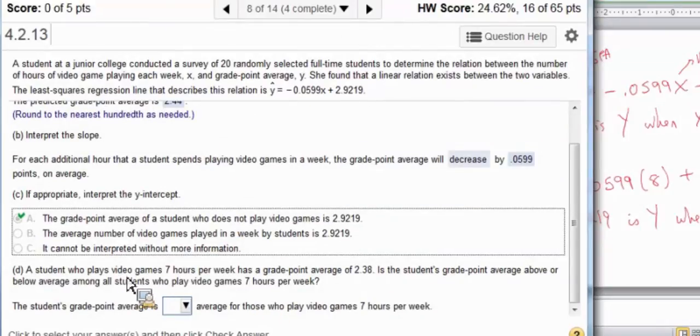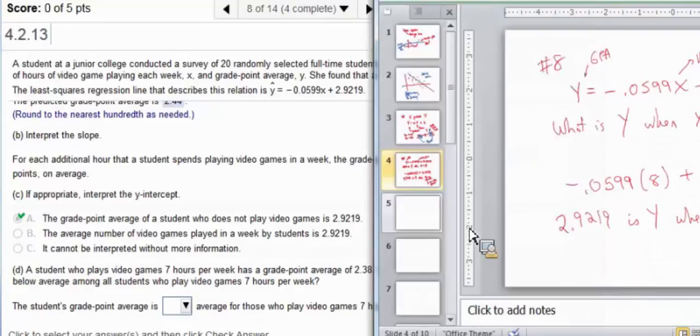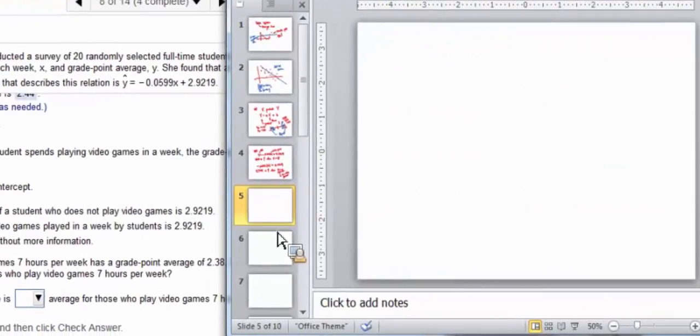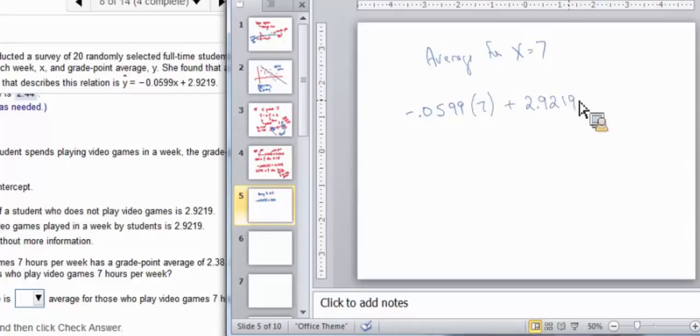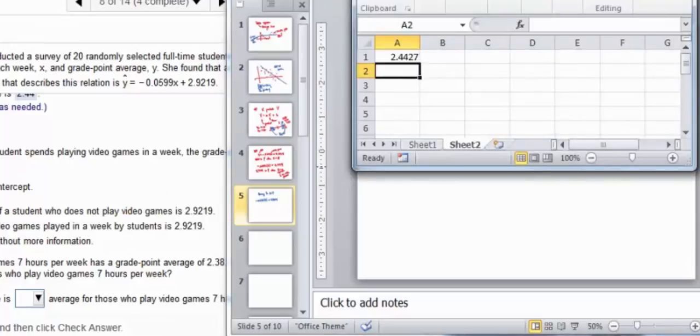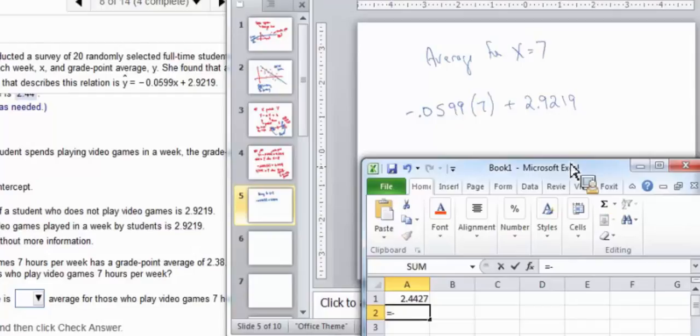Okay. A student who plays 7 hours has a GPA of 2.38. Is this above or below average? Well, to figure out if it's above or below average, we have to figure out first the average. For x equals 7, let's put in the same number: negative 0.0599 times 7 plus 2.9219. This is the same thing we just did for x equals 8, but now we're doing it for x equals 7.